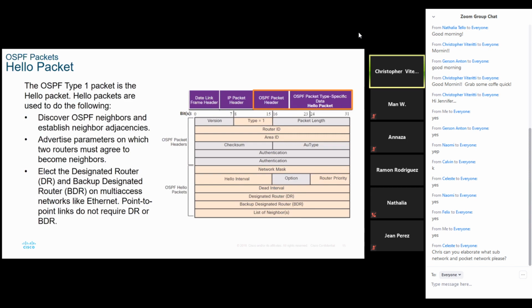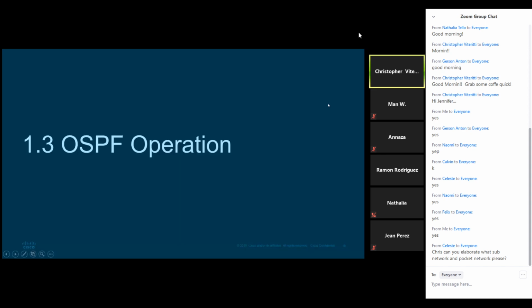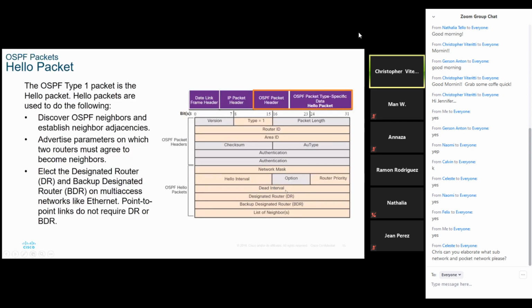Okay? So here you see you got your data link frame header, you have your IP packet header, and then inside that is the OSPF packet header, okay? Inside of that is the OSPF packet type specific data. In this case, it's type 1, a hello, okay? And there you see all the fields.